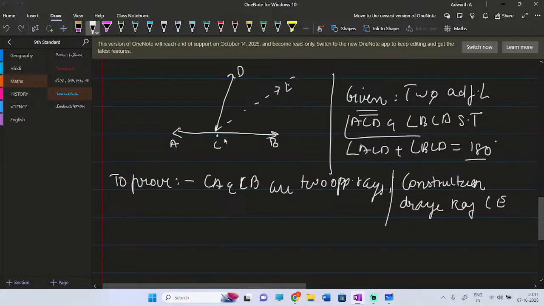Okay, ACE is a straight line. That is how we construct.